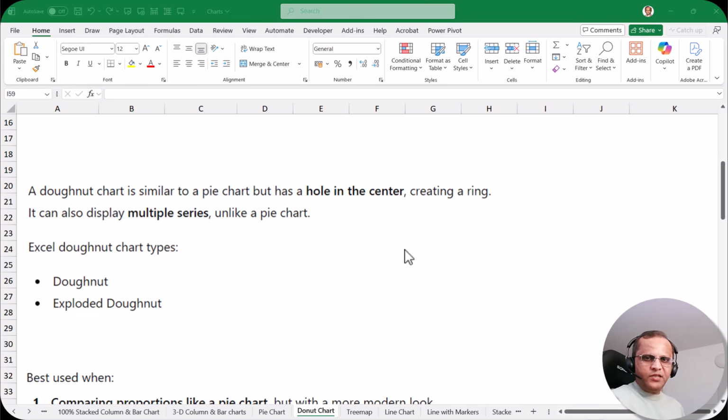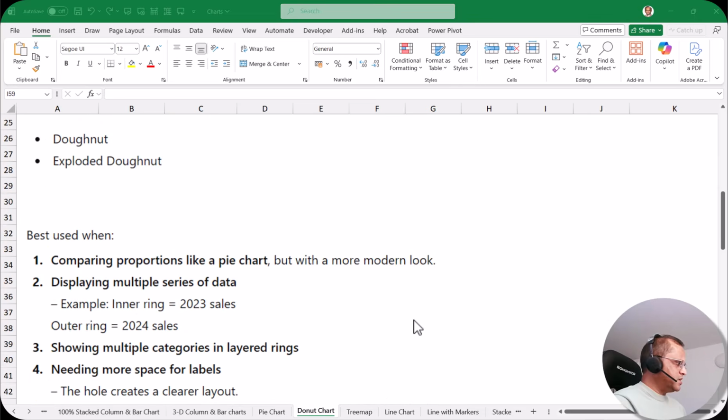And nowadays, I have seen that people are more using donut chart compared to the pie chart. Yeah, pie chart is considered a little bit of an old chart. Personally, I like donut chart more compared to the pie chart. Excel donut chart types are donut chart and the exploded donut. So we'll go for this donut chart here only.